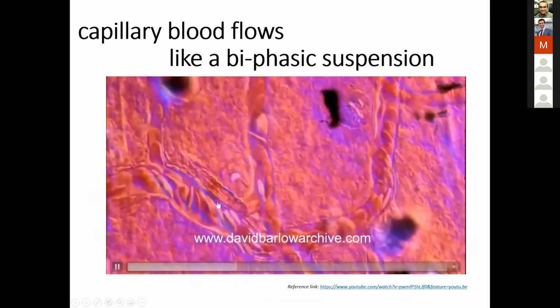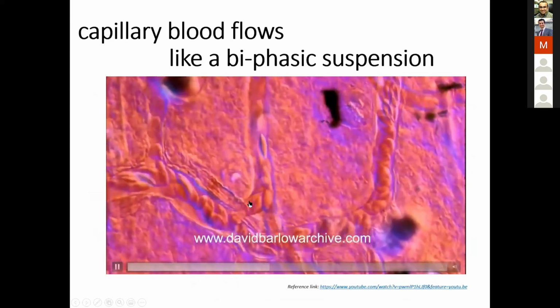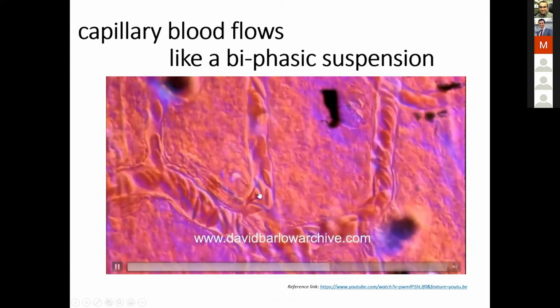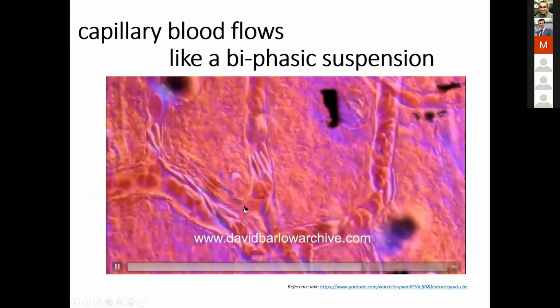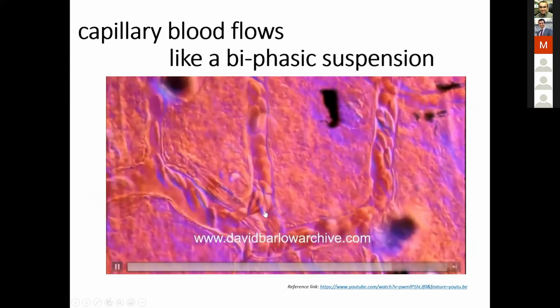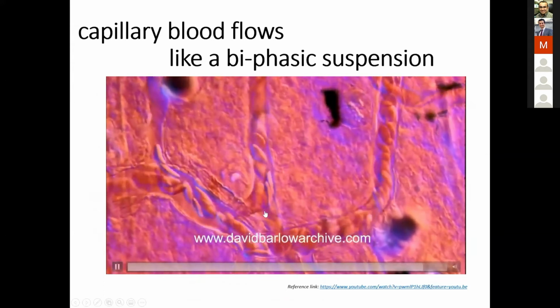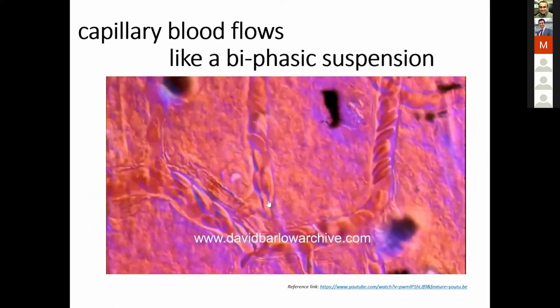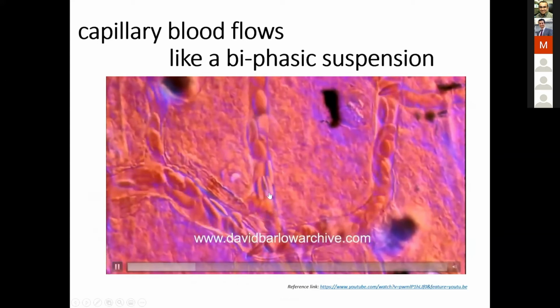Here, for instance, I show an example of a video of a colleague, David Barlow, who shows that the blood flow at the micro level is not actually a single fluid, but it's a suspension of red blood cells and plasma. And that gives rise to complex flow phenomena, which we study both with imaging techniques, but also with simulations.